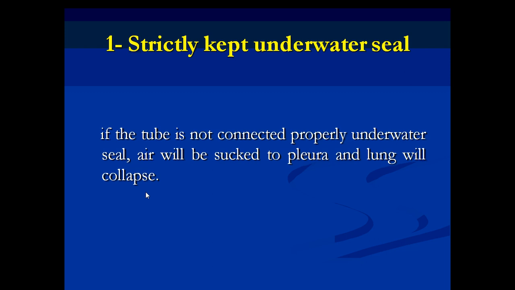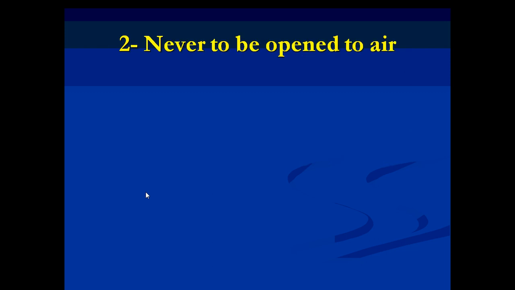So with inspiration, the negative intrathoracic pressure becomes more negative and sucks the air inside the thoracic cavity and causes lung collapse. The chest tube must never be opened to air at any point of its way from the chest wall to the underwater seal.